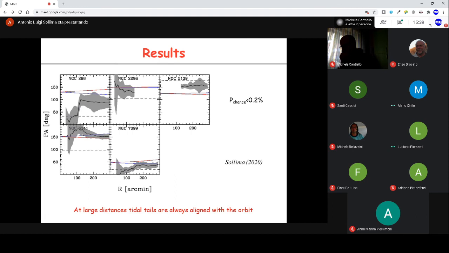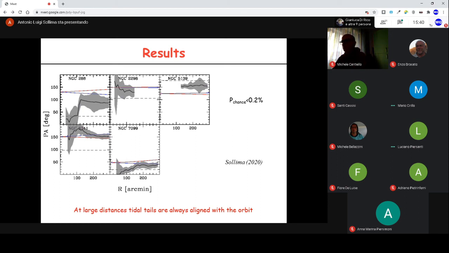So what kind of study can we do with these tails? One is to check if these tidal tails are actually aligned with the orbits. So this is the orientation of the tails at various distances from the center. And you can see the dashed line is the direction of the position angle of the galactic center. And in red and blue are the position angles of the leading and the trailing tails, according to the orbits I calculated. So individually, you can see that the errors are quite large.